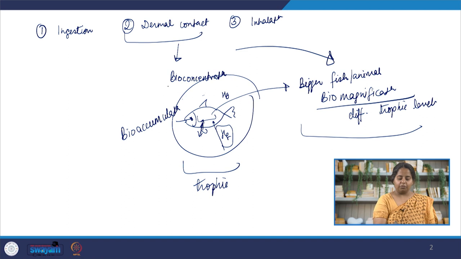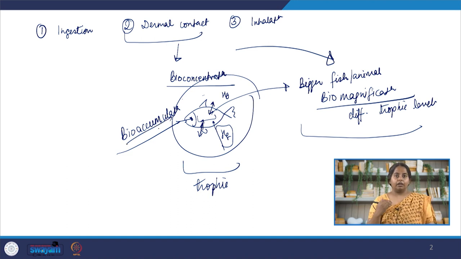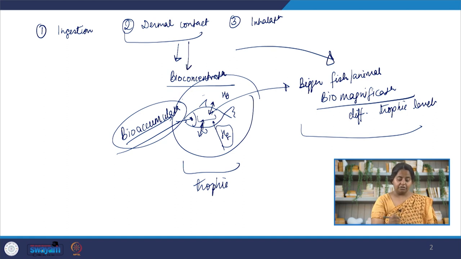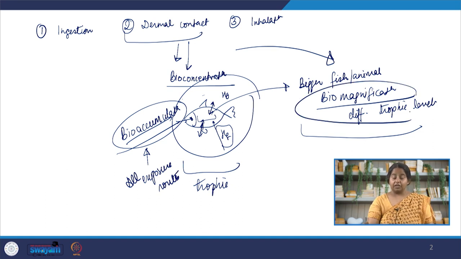Now, the question is, what's the difference between bioconcentration and bioaccumulation? Bioconcentration is via dermal contact. So, via dermal contact, however much contaminant passes into the body, out of the body, that represents bioconcentration. Bioaccumulation, on the other hand, accounts for all forms of accumulating or receiving the contaminant. So, ingestion, dermal contact, inhalation, and all other possible forms, in some cases injection, will be accounted for in bioaccumulation. So, the difference between bioconcentration and bioaccumulation is that bioconcentration is dermal contact only, while bioaccumulation covers all exposure routes. And if the intake of the contaminant is happening on a different trophic level, then it is biomagnification.